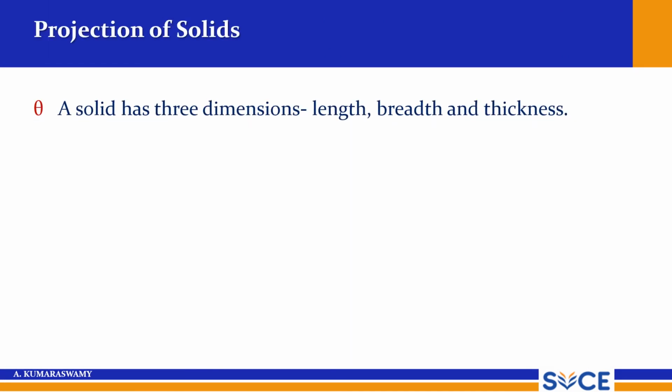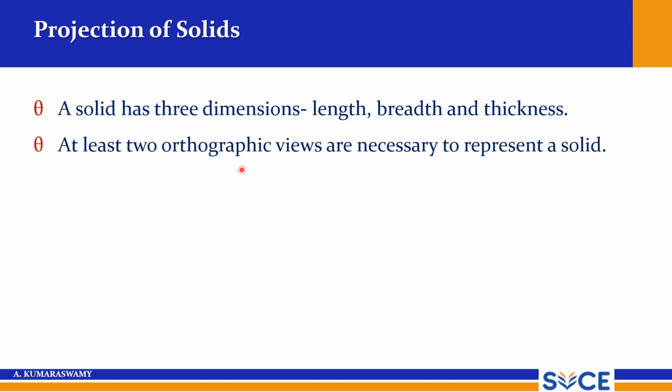Projections of solids: a solid has 3 dimensions. They are length, breadth, and thickness. At least 2 orthographic views are necessary to represent a solid. So far we have seen the top view as well as the front view, and they are orthographic views. The minimum number of views required to describe a solid or component is two views. They are normally the front view and top view.